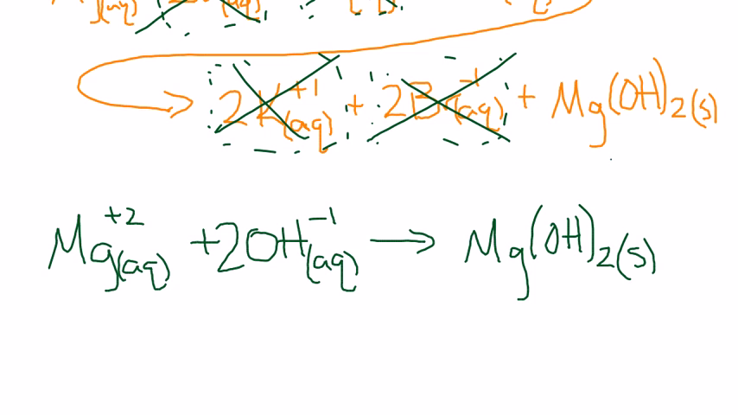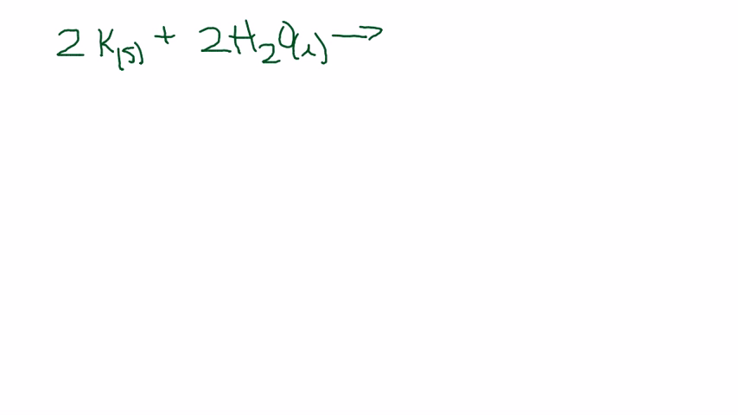That's number 8. This one's really not too tough here. We've got 2 potassiums, and those are both solid, plus 2 waters, and that's a liquid. Sorry about my L there. Going to 2 KOH, and that's aqueous, plus H2, and that's a gas.